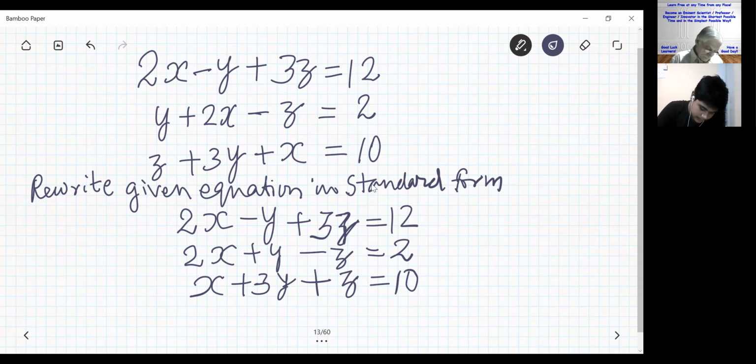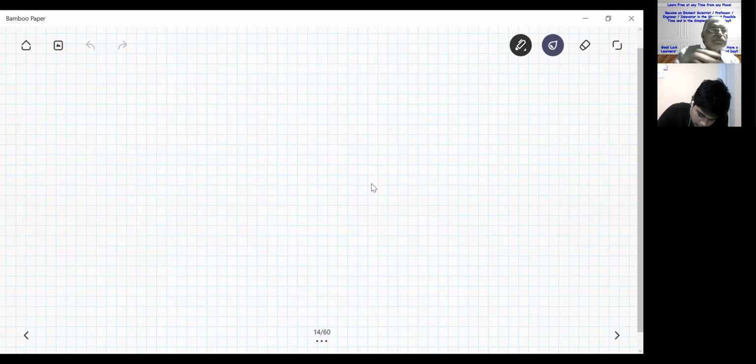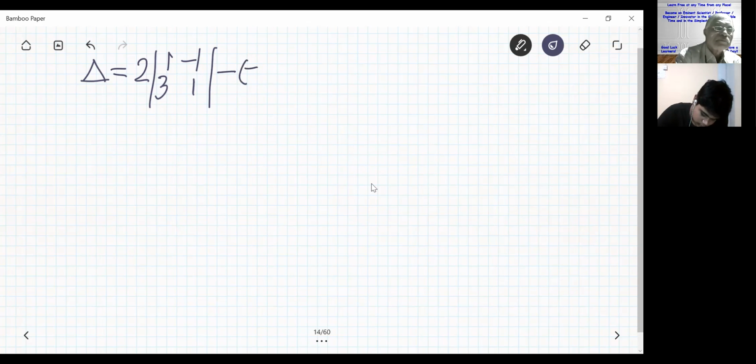Now we should substitute. Delta is equal to 2 into 1 into 1, minus 3 into minus of 1, minus of minus 1 into (2 into 1 minus minus of 1 into 1), plus 3 into (2 into 3 minus 1 into 1).